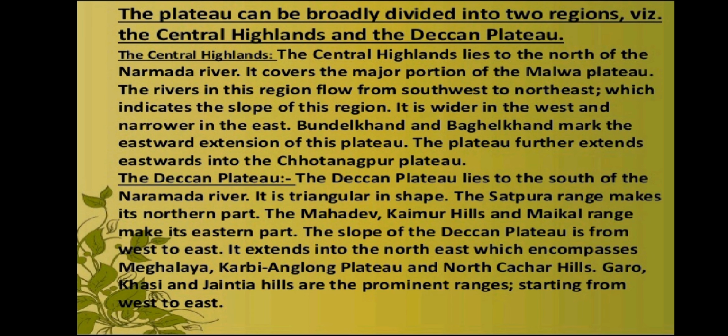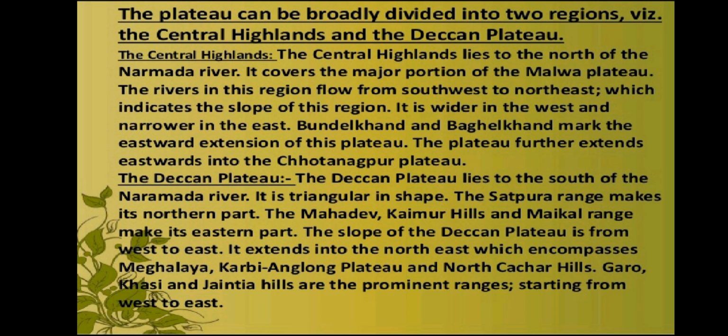Central Highlands. The Central Highland lies to the north of the Narmada River. It covers the major portion of Malwa Plateau. The rivers in this region flow from southwest to northeast, which indicates the slope of this region. It is wider in the west and narrower in the east. Bundelkhand, that is in UP, and Baghelkhand, north of Madhya Pradesh, mark the eastward extension of this plateau. The plateau further extends eastward into the Chota Nagpur Plateau.